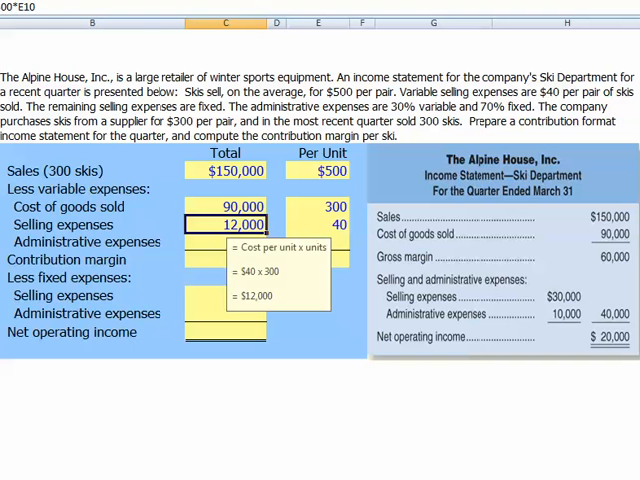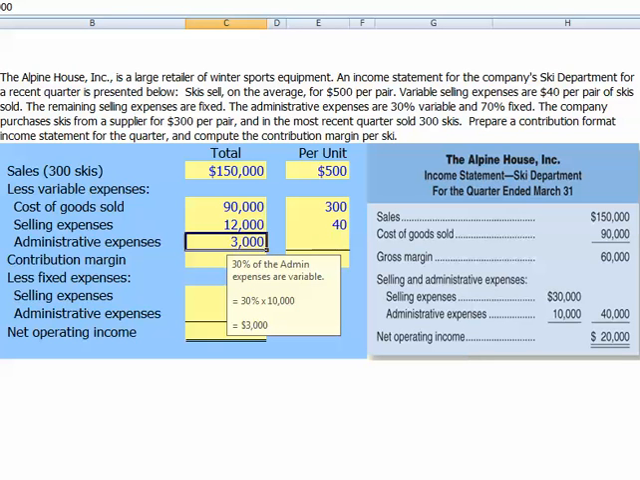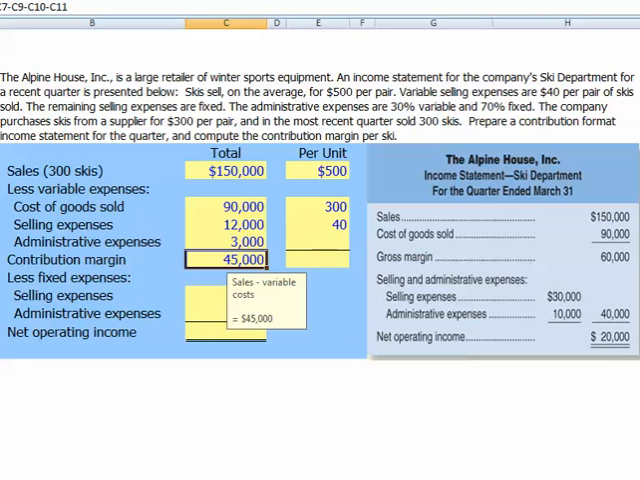Our variable administrative expenses, we're told, are 30% of our total administrative expenses. In our traditional income statement, we're told that administrative expenses are $10,000. So $10,000 times 30% gives us variable administrative expenses of $3,000. This gives us a contribution margin then of $45,000, which is simply our total sales of $150,000 minus all of our variable cost, $90,000 in cost of goods sold, $12,000 in variable selling, and $3,000 in variable administrative costs.